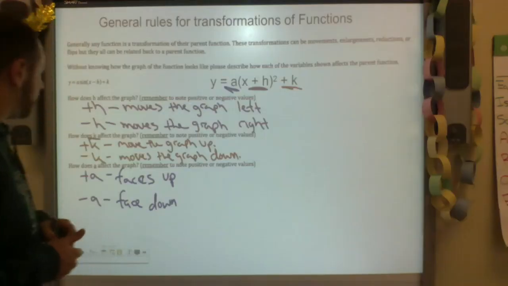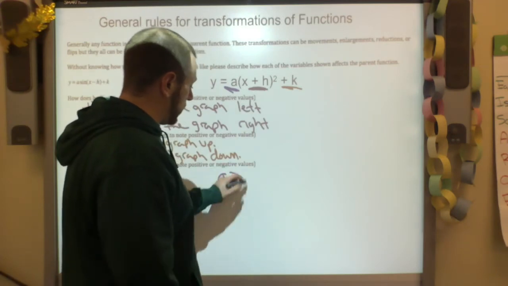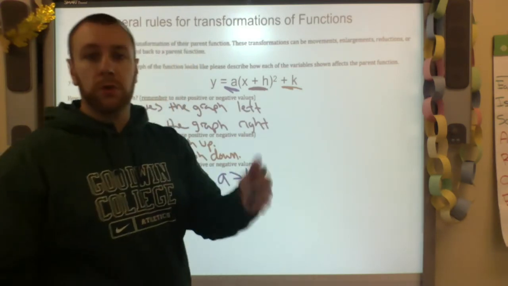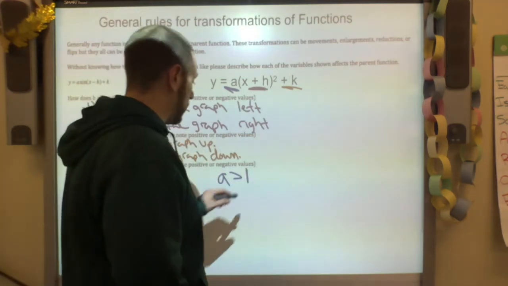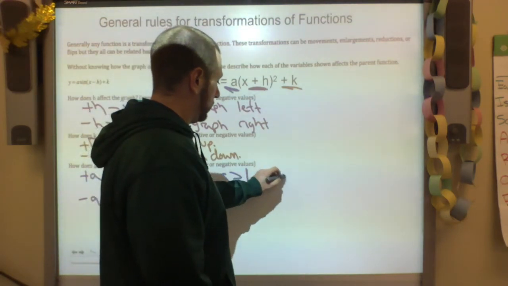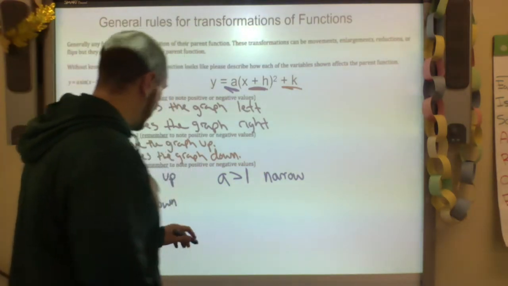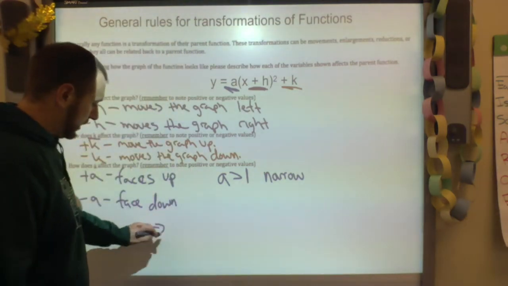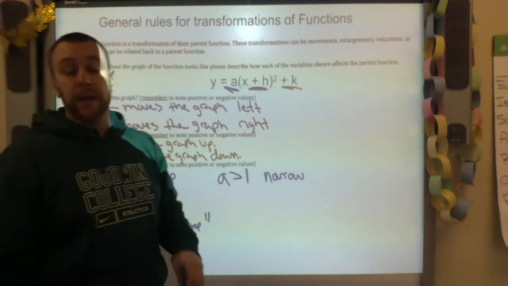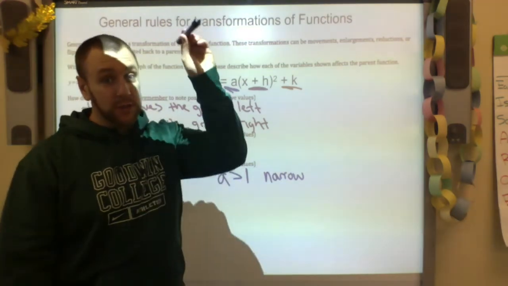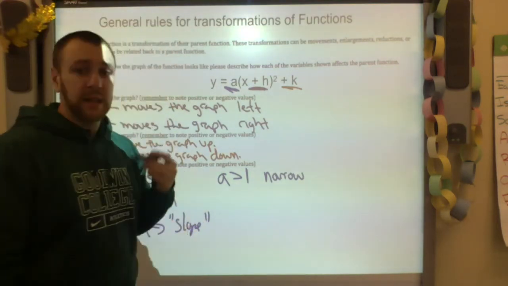If a is greater than 1, like 2, 3, 4, 5, 6, any of those, it's going to get narrow. You can think of that as slope. A is basically like slope. So if a is 2, it means it's going to rise 2 over 1 versus the up 1 over 1. It's going to get twice as steep.